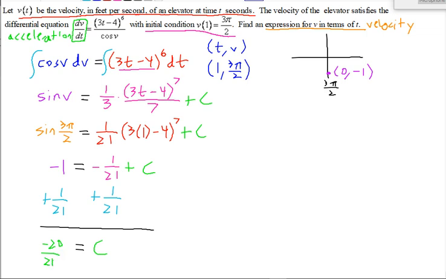And we can substitute that right in for c, right here. So then we'll have the sine of v equals (3t minus 4) to the 7th over 21, so 3 times the 7 right here. And we just figured out c is negative 20 over 21.